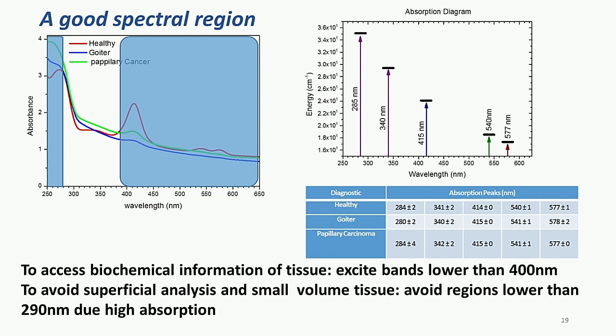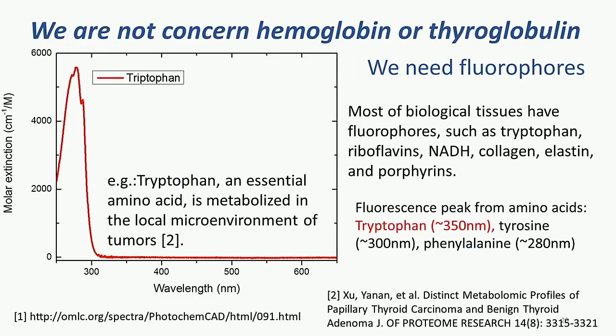Here we are showing different tissues, but it's not to differentiate, it's only to give an example of what we have in the absorbance spectrum. The absorption peaks are almost the same for different groups. But it's important to remember that we are not concerned with absorption bands of thyroglobulin or proteins. We are looking at fluorophores.